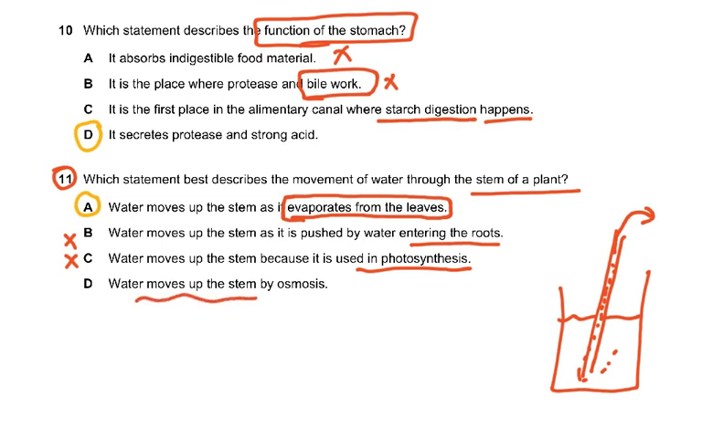Water moves up the stem by osmosis. No, water moves up the stem in the xylem. There's no membrane in the xylem, so why would it move up by osmosis? Osmosis is the movement from a higher water potential to a lower water potential across a partially permeable membrane. In the xylem, there is no partially permeable membrane.